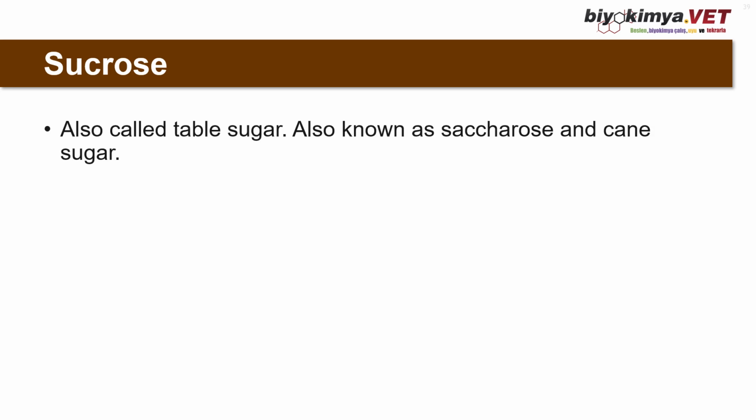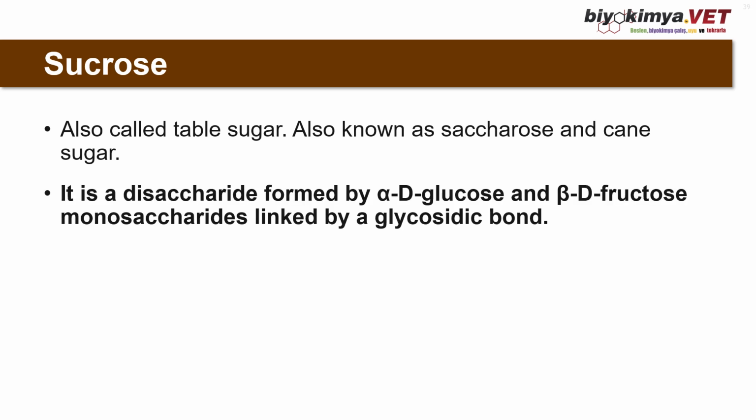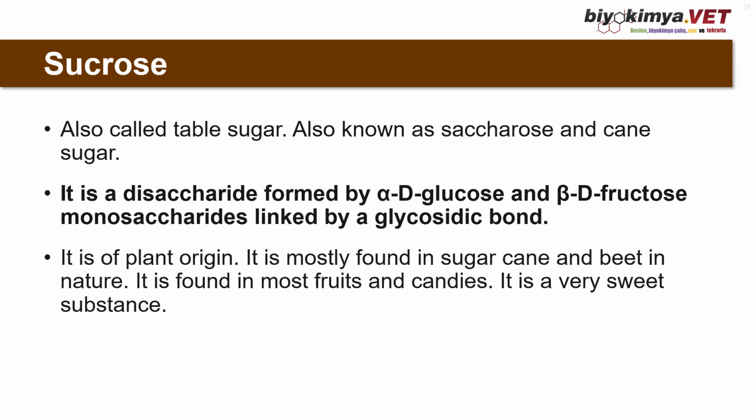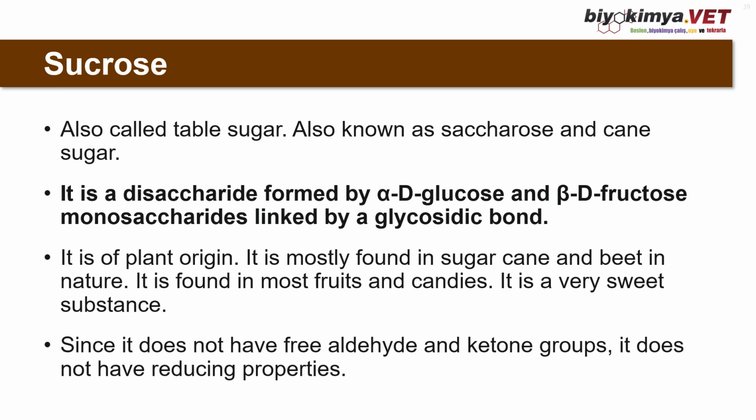Sucrose. It is also called table sugar, also known as saccharose and cane sugar. It's a disaccharide formed by alpha D-glucose and beta D-fructose, linked by a glycosidic bond. It is of plant origin. It is mostly found in sugarcane and beet in nature. And it is found in most fruits and candies. It's a very sweet sugar, a disaccharide.